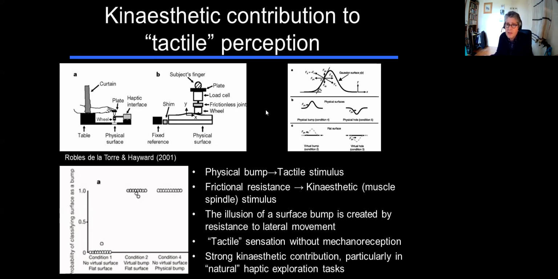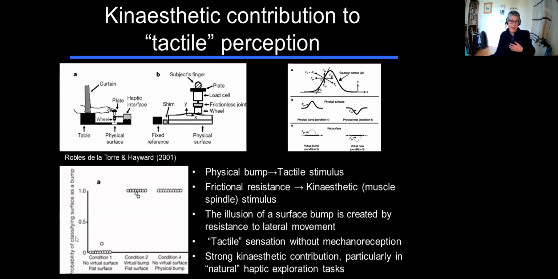So what Vincent Hayward did very interestingly was he separated these two components. So here's a physical bump and a physical hole in the surface. And what Vincent Hayward did is he controlled the friction in the mouse wheel that you were moving across the surface so that he could produce a resisting force followed by an assistive force that defined a virtual bump, and an assistive force followed by a resistive force that defined a virtual hole.